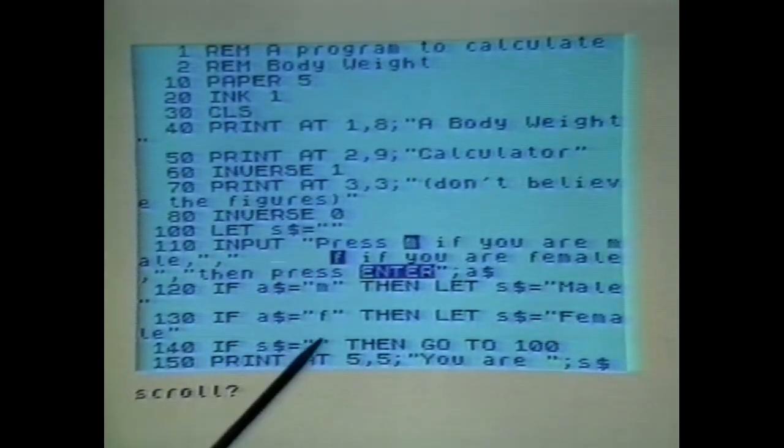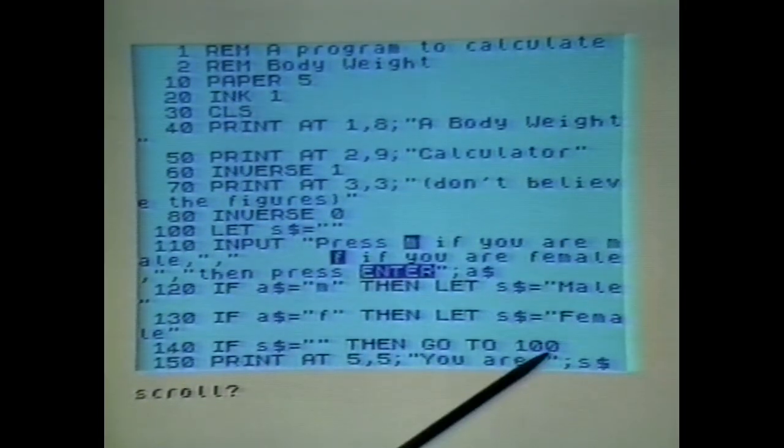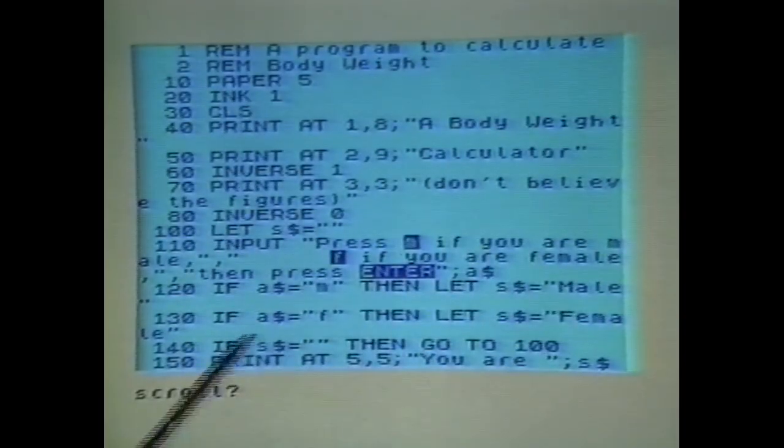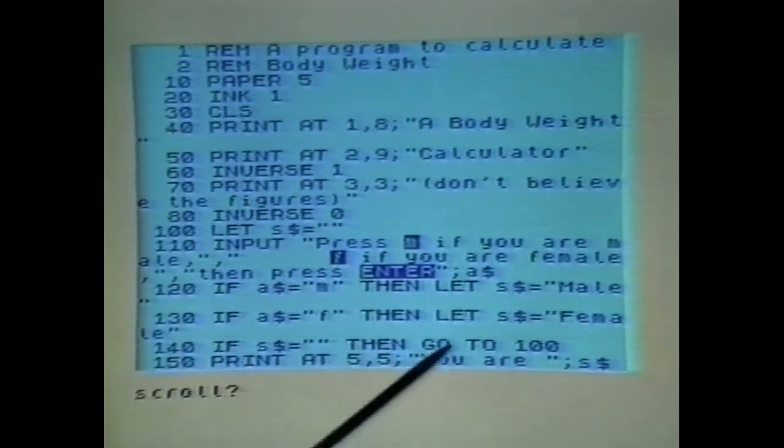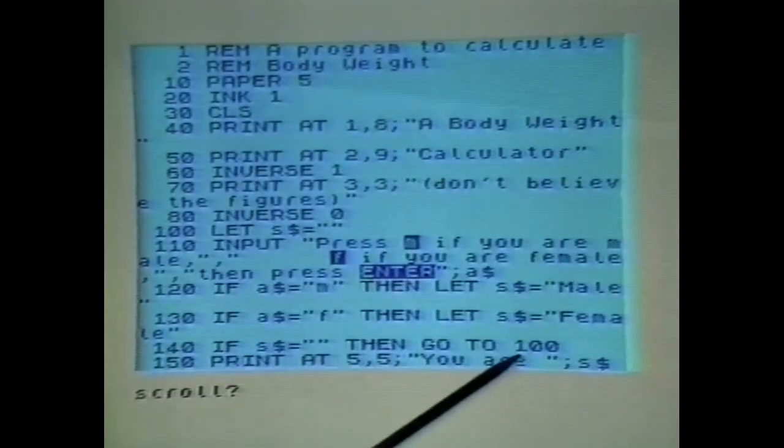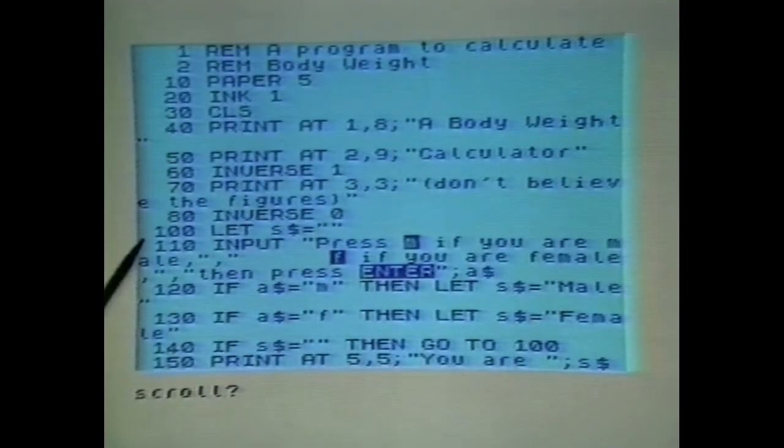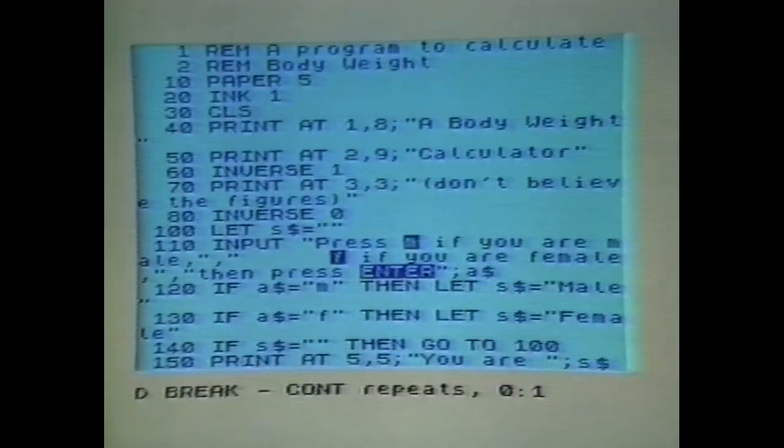If S$ has got nothing in it, that will be true. Then go to 100. So an if statement can make us jump to another part of the program. That means line 100. Where's line 100? There it is. We'll go round again. Let's run the program to see if that works.